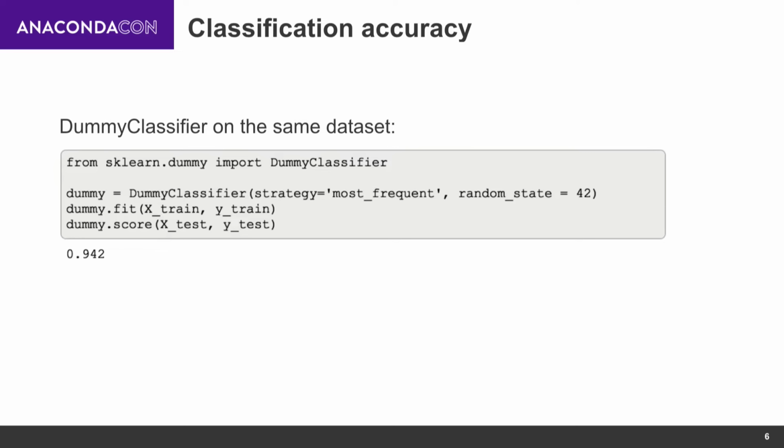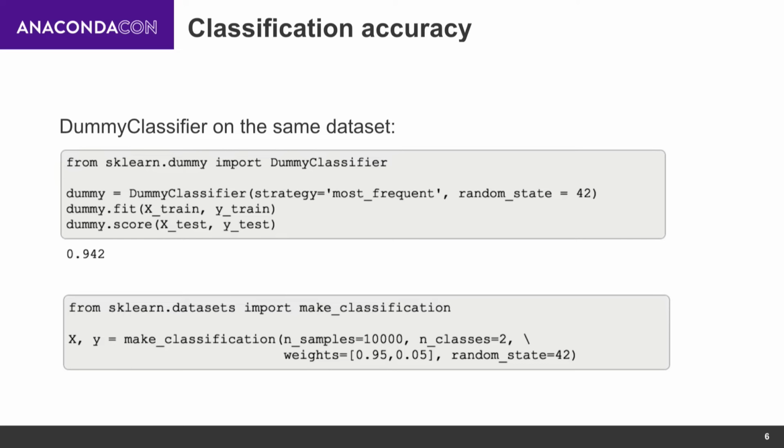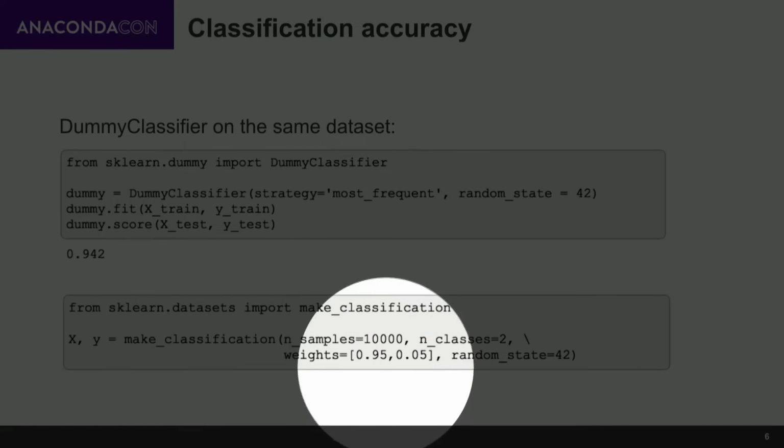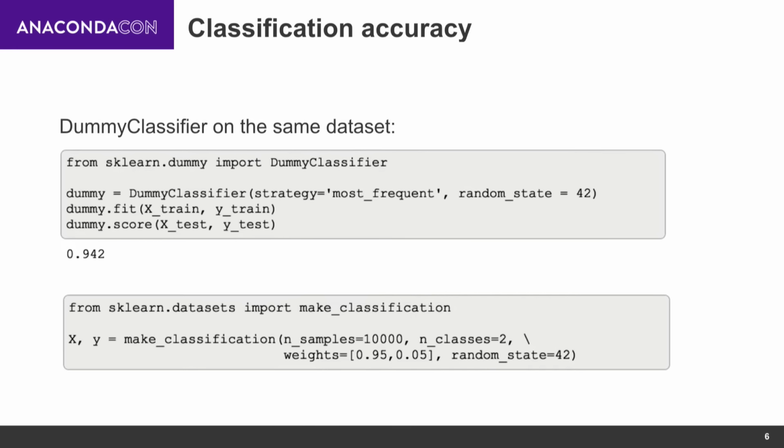And this is because the data is highly class imbalanced. I made this artificial data set with 10,000 samples, and here you can see that 95% of the examples are positive and 5% are negative. So simply saying that everything is positive, we're going to get 95% accuracy. In this case, 94 is probably because of the way the data got split.